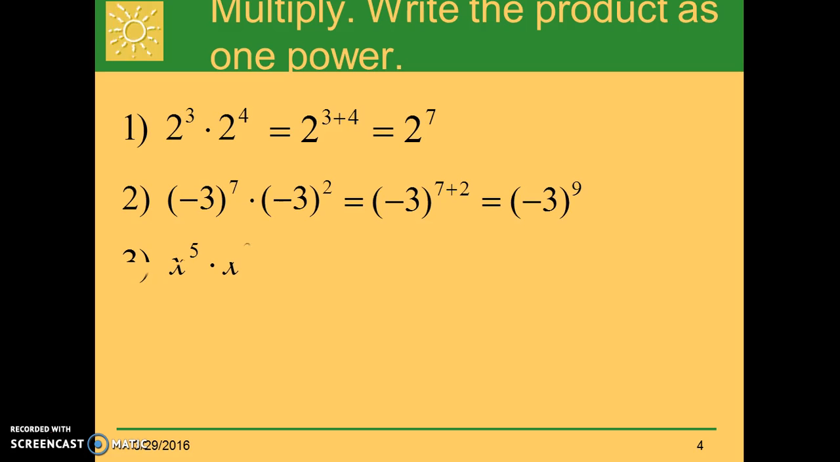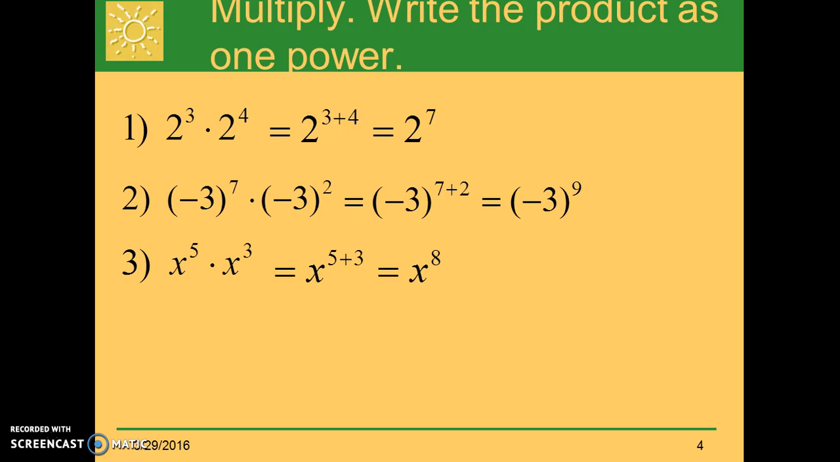Okay, here's the third example. x to the 5th times x to the 3rd. Well, again, the base is the same. This time it's a variable instead of a number, but we keep that base x and just add the 5 and the 3 together, which would make x to the 8th power. Okay, again, notice on all 3 of those examples, the base is the same on the 2 exponents that we're multiplying. So if the base is the same, we can just add the exponents.